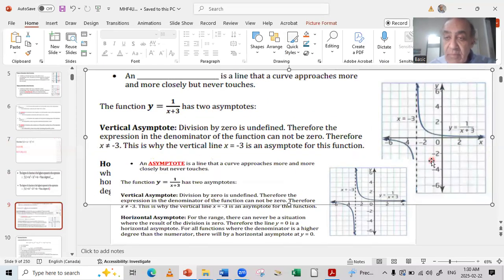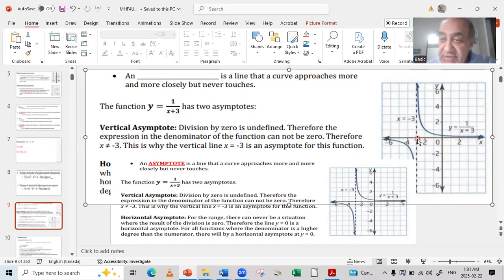Here, you can see the asymptote. Usually the asymptote is at the point where x does not equal 0 and y does not equal 0. So here, we see x does not equal 0. For that reason, we have an asymptote for 1 divided by x plus 3. You can see here, this is why the vertical line x equals minus 3 is an asymptote for this function.